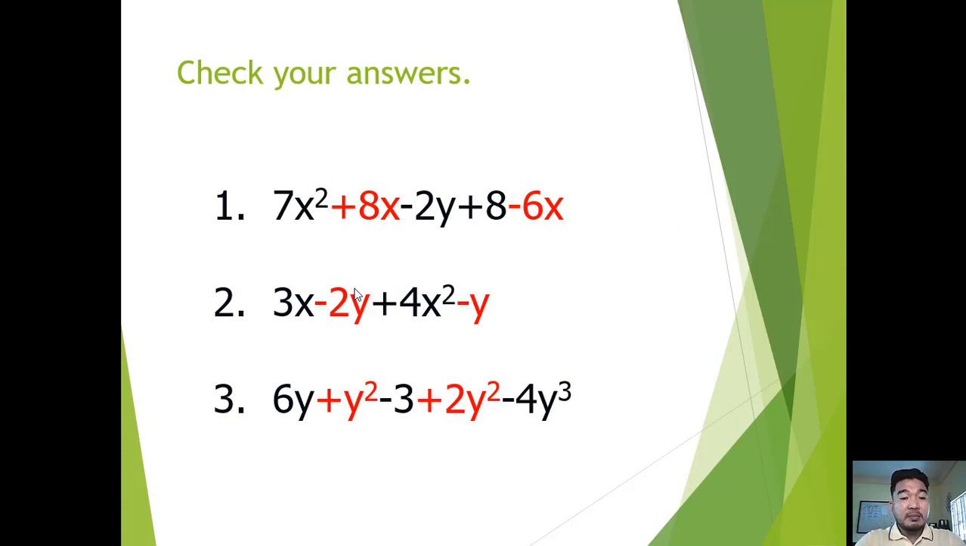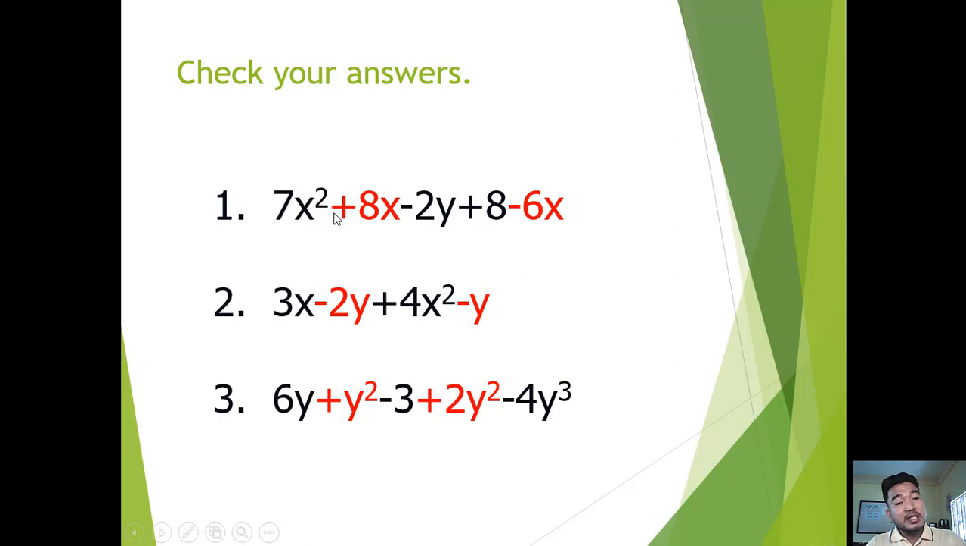From the first polynomial, we have 7x squared plus 8x minus 2y plus 8 minus 6x. So the like terms there are 8x and negative 6x because 8x and 6x do have the same variable and the exponent of the variables are congruent. Ano ang exponent ng variable dito? That is equal to 1.